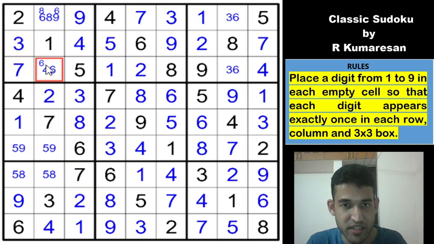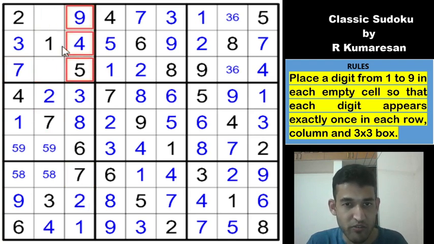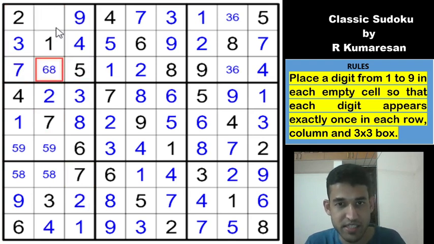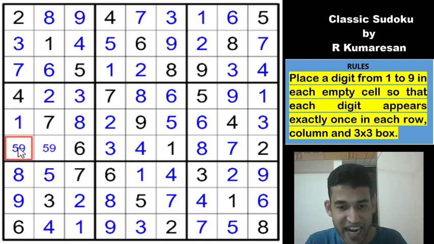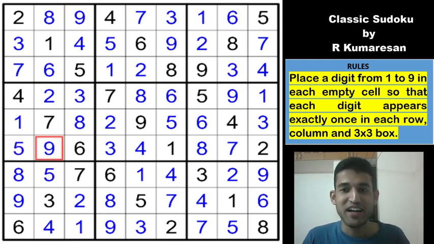So 7 goes here, and these two cells are 1, 4, 5, 9, 2, 3, 7, so these two cells are 6 and 8, there is an 8 here, so which means this is 8, this is 6, this is 6, this is 3, and 8 gives an 8, 5 here, and a 5, 9 here. A really tough Sudoku, guys, very very tough Sudoku.